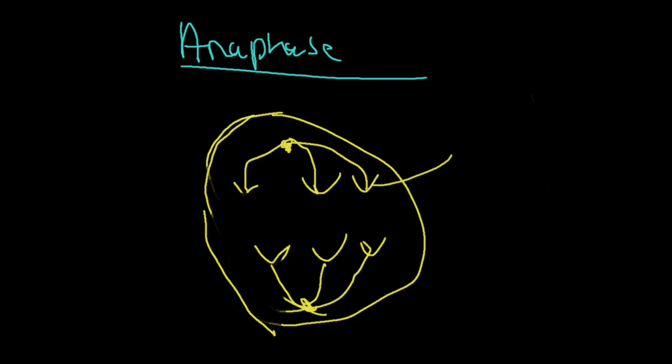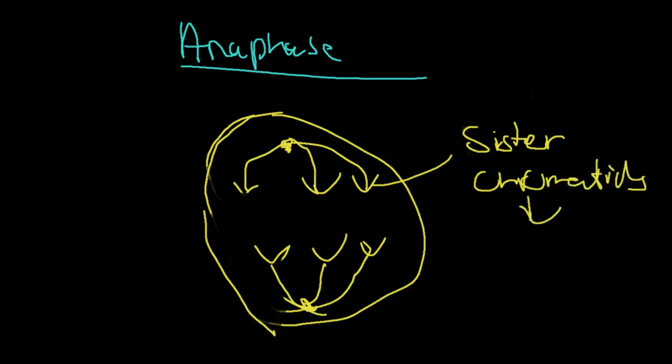So, sister chromatids, sister is spelled wrong, sister chromatids become actual chromosomes. So, become chromosomes.